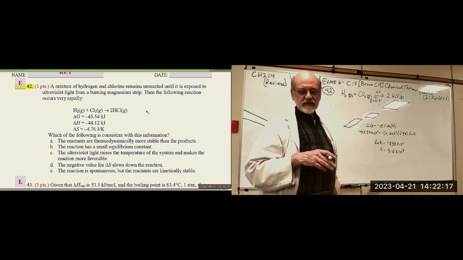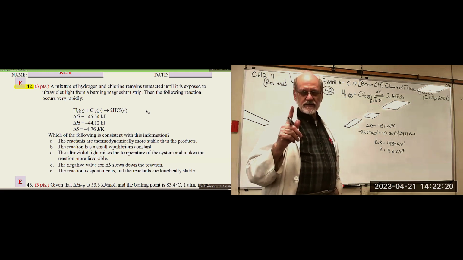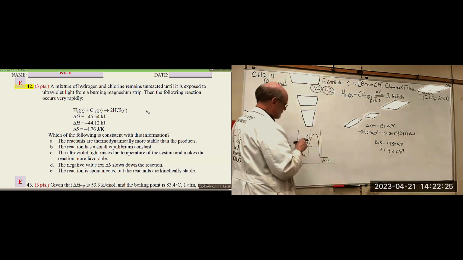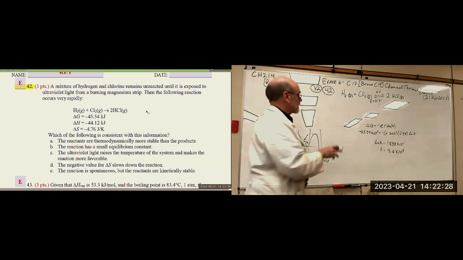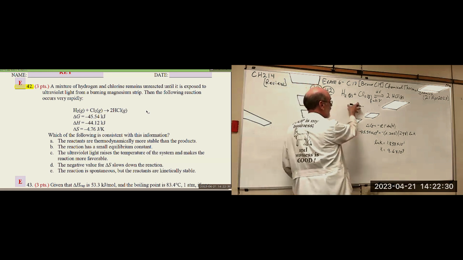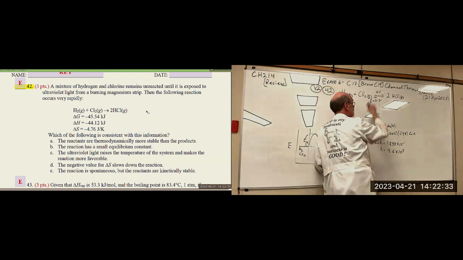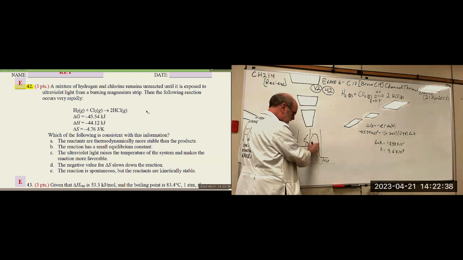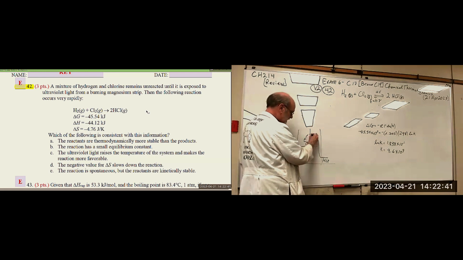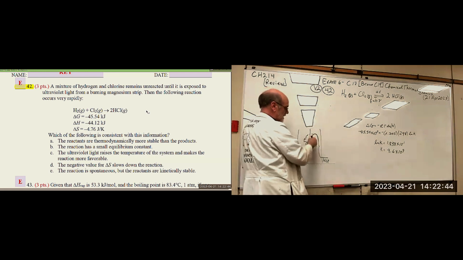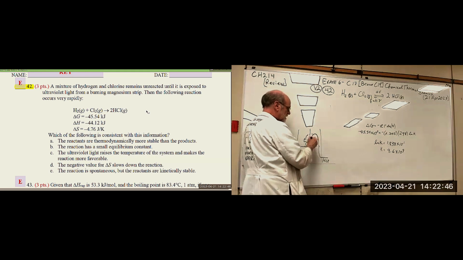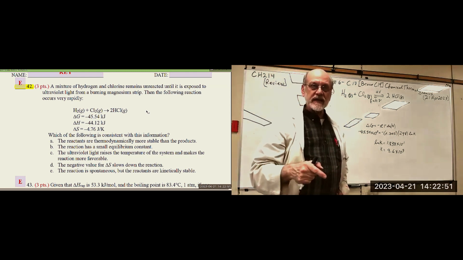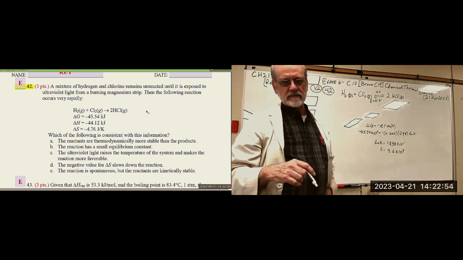E: The reaction is spontaneous, yes, but the reactants are kinetically stable. All right, can we say they're kinetically stable? Yeah, because the statement tells us that this reaction doesn't go until we provide some energy. So this is talking about this part right in here. This value is big enough to keep that reaction from happening until we provide the radiation. So it's kinetically stable, but spontaneous. So E is the best answer out of that group.